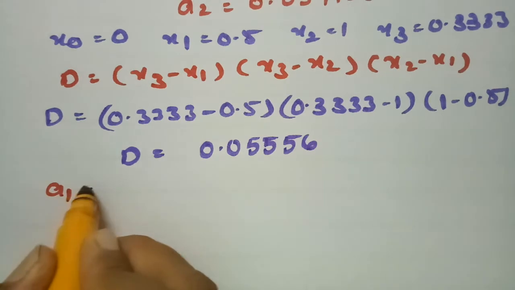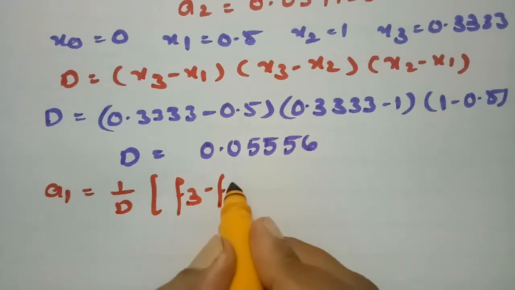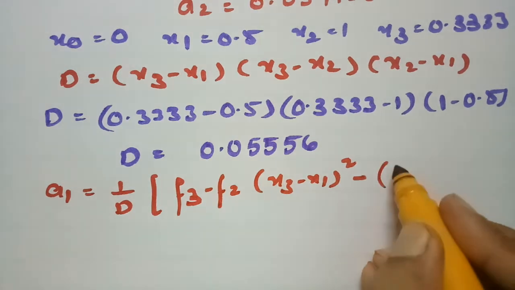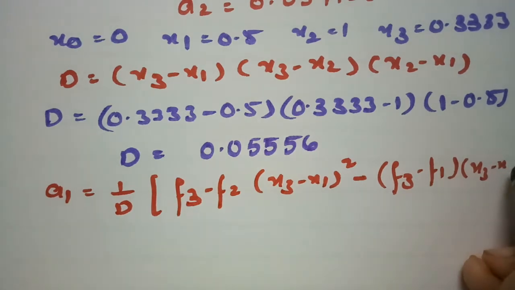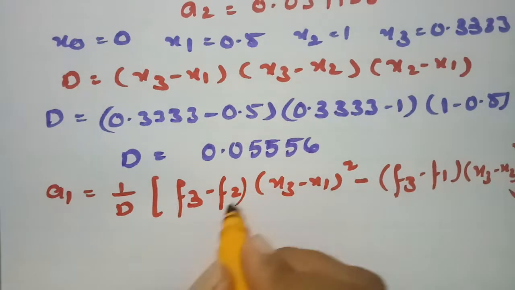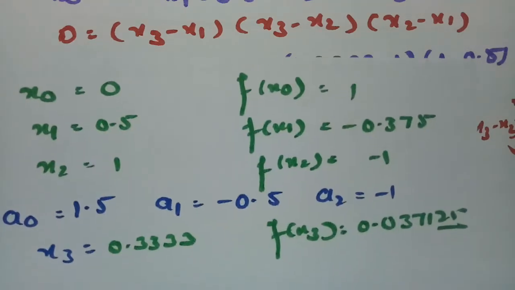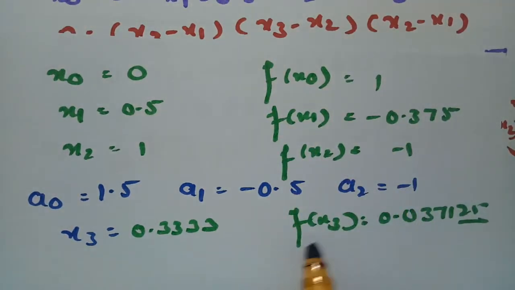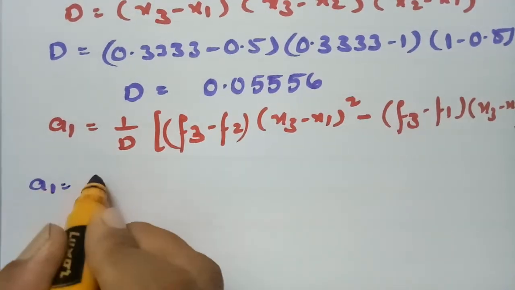So what is a1? a1 is equal to 1 by d times of, see the formula here, f3 minus f2 into x3 minus x1 whole square minus f3 minus f1 into x3 minus x2 whole square. In this formula all the values are ready here. We have f1, f2, f3, every value ready. We can substitute all the values, that is f of x1, f of x2, f of x3. And if I substitute all the values, then a1 value is 1 by d.